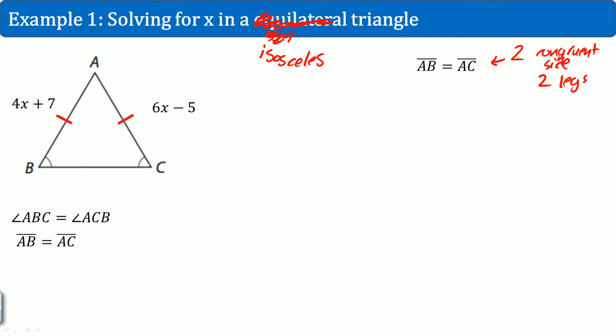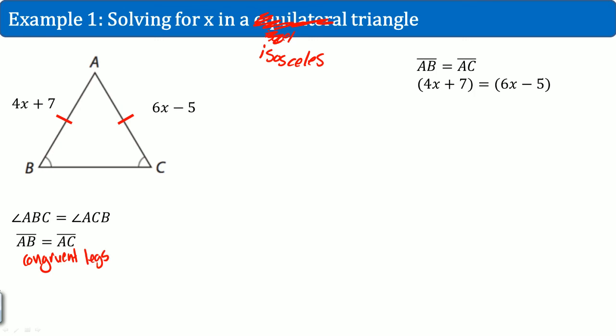So, the first leg is 4x plus 7, and that's going to be equal to the second leg of 6x minus 5. That's the reason why you're allowed to set up this equation. Here, there's no name for it, but you can say these are your congruent legs, and on top you could say these are your congruent base angles.